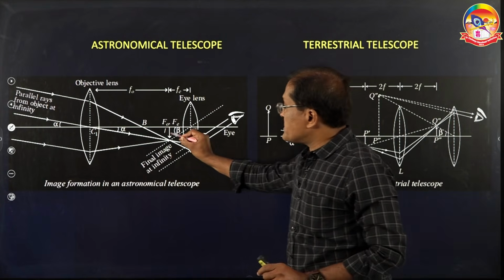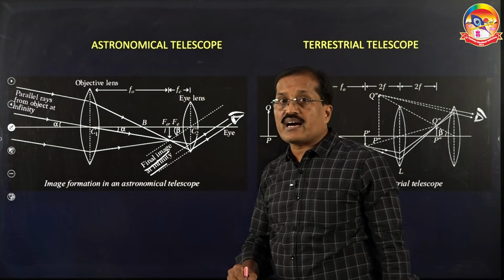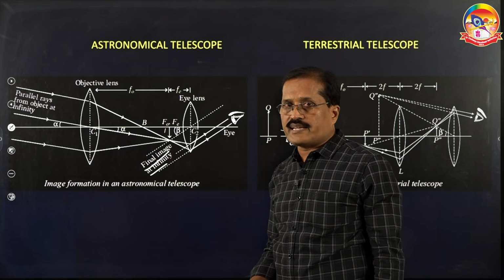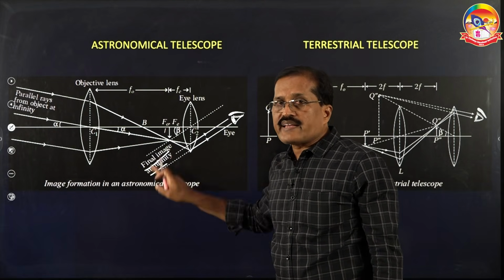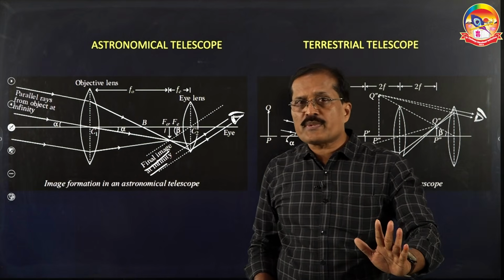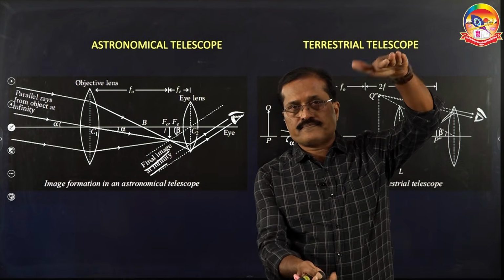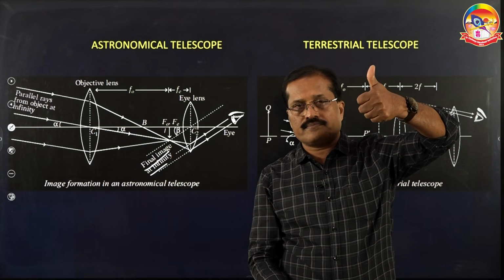The final image may be at infinity, at far, or at near, and we can find that out accordingly. Okay, so this is about the astronomical telescope. What is the difference between the astronomical telescope and the terrestrial telescope? In the astronomical telescope, the final image is inverted. In the terrestrial telescope, the image is erect.